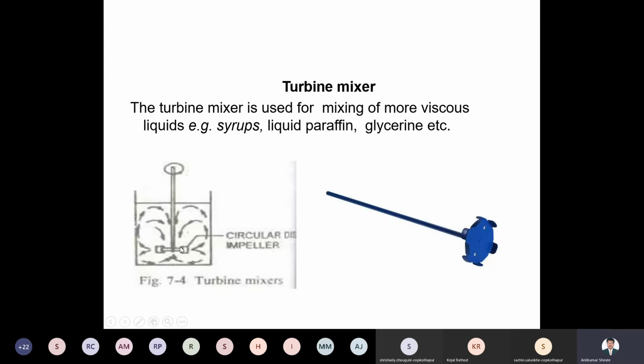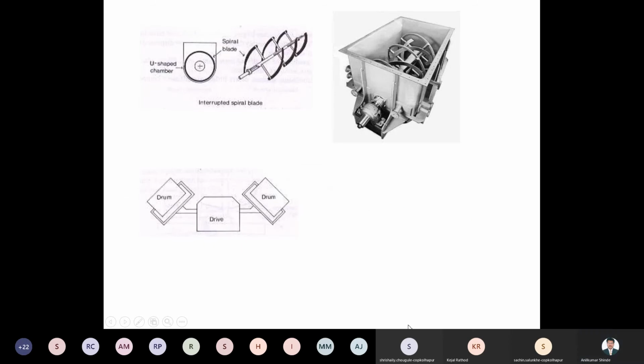The circular disc is that. So these are some more examples. The turbine mixer can be used for preparation of syrups, or liquid paraffin, or glycerin. Those are highly viscous materials we can prepare with the help of the turbine mixer. This is one example. Then there is also a type of turbine mixer which has spiral blades attached inside. You pass the viscous liquid into it, and after passing you can start it. The blade is a spiral blade, called a spiral type of blade, and so you can produce the mixture.